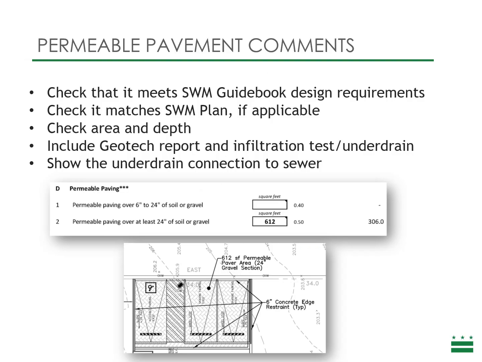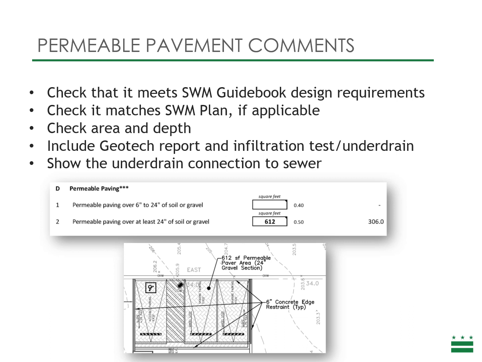So, permeable pavements. With permeable pavement, it has to meet the stormwater management guidebook design requirements. If there is green area ratio and stormwater management, the plan reviewer will check to make sure that both sets match. The plan reviewer will check the area and the depth of the permeable pavement to make sure it matches the score sheet. You should include the geotech report and infiltration test to show whether or not an underdrain is needed. And then also, if an underdrain is needed, make sure you show how the underdrain is connected to the sewer.